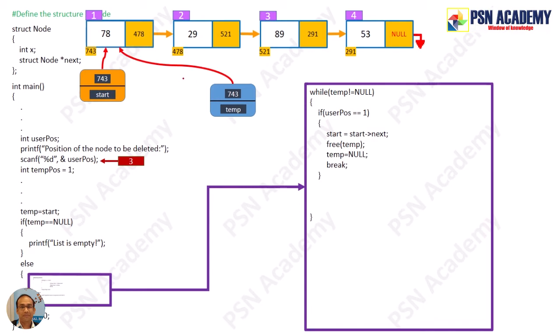Now, let's get back to the previous situation. The start is pointing to 743 and temp is also pointing to 743 now. And you see that the user_pos is 3 now. That means the user wants the node at the third position to be deleted. That means this one. So, it will be in the else part.